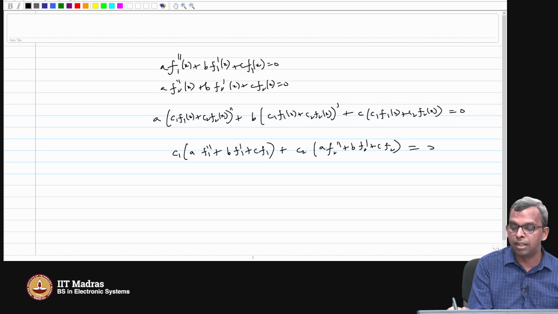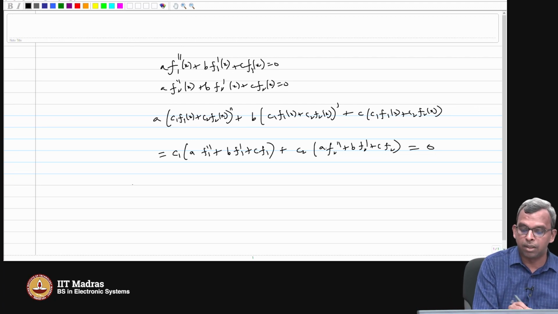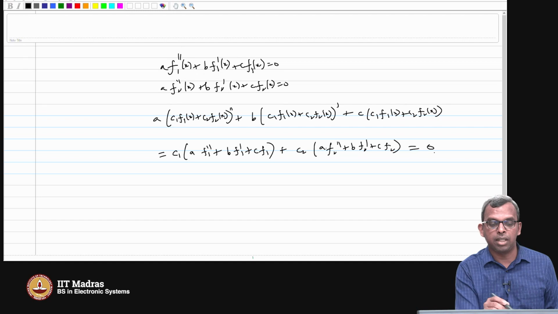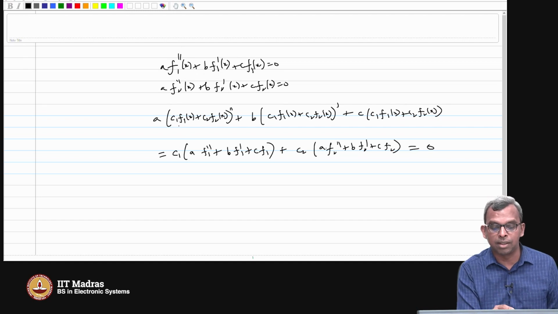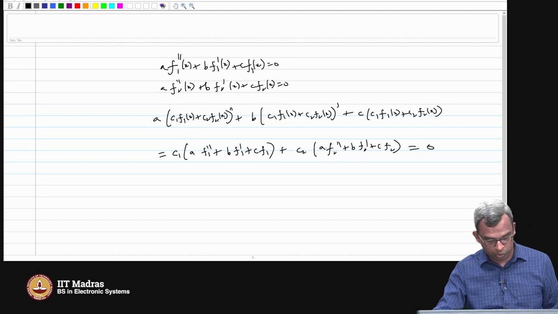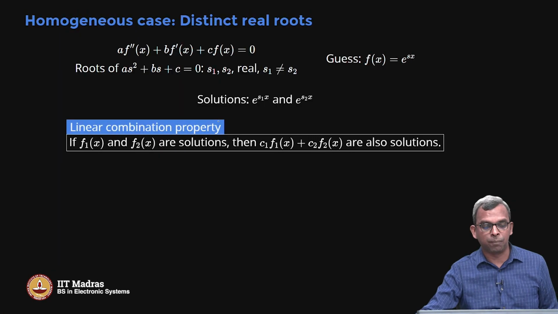Okay, and this clearly, I'm sorry, this, if you plug in here, you're getting this equal to this, which is equal to 0. So you see here, if f1 and f2 are solutions, then c1 f1 plus c2 f2 is also a solution. It's a very easy thing to check here, not too hard. Okay, so this is the linear combination property.